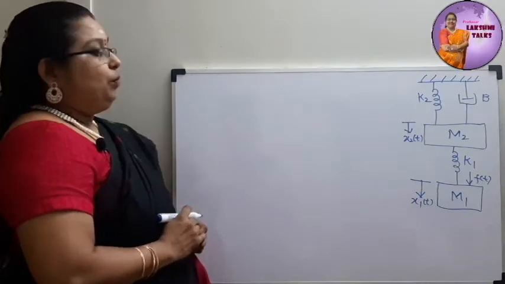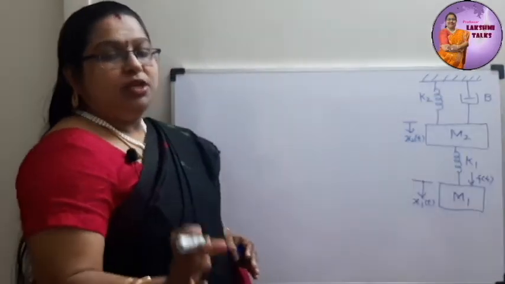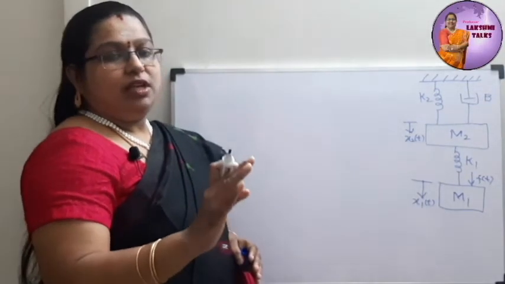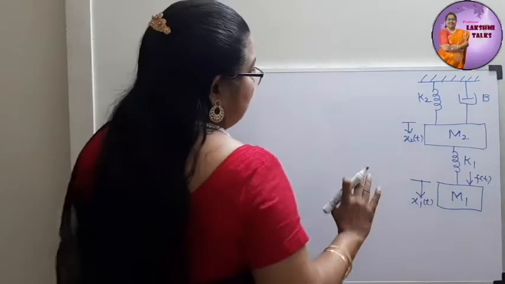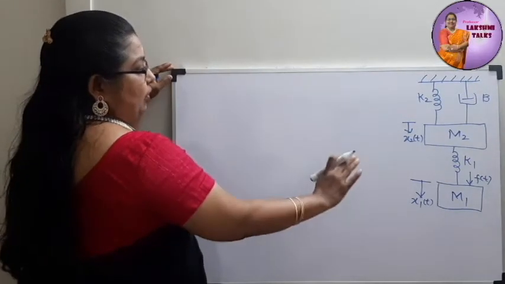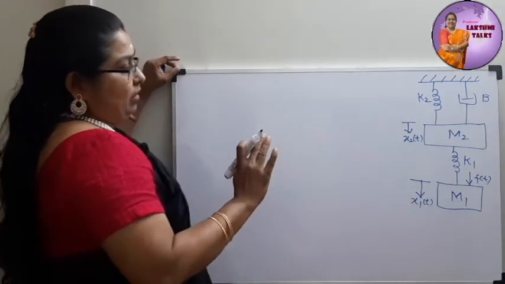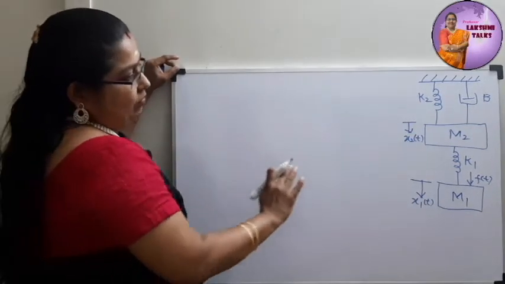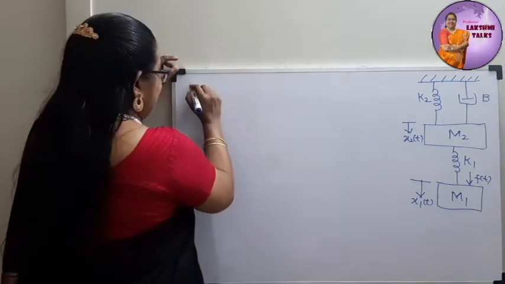Now instead of drawing the free body diagram, since we have already seen it in force voltage analogy conversion, we will directly write the equation. So this is the mechanical system, and we need to write the mathematical model for this mechanical system. Let us first write for mass m1.